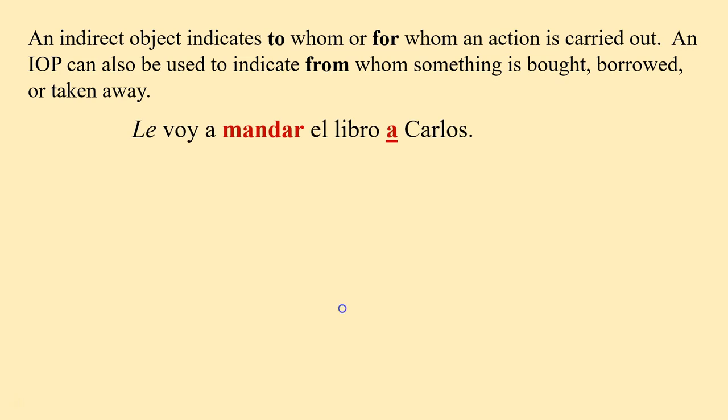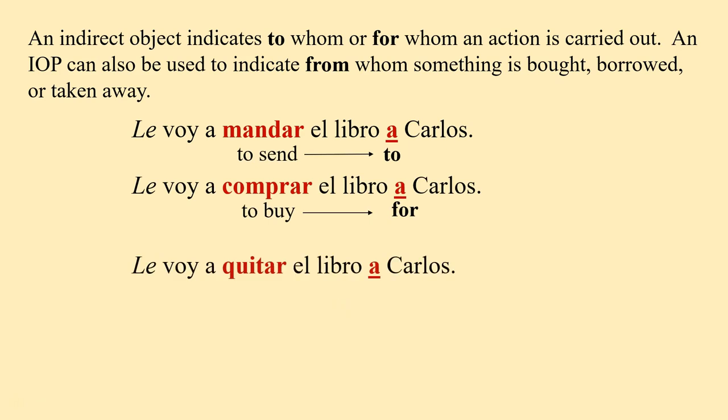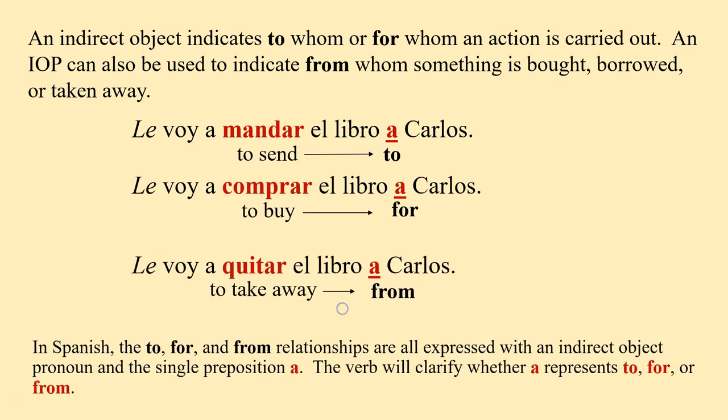Le voy a mandar el libro a Carlos. Le voy a comprar el libro a Carlos. Le voy a quitar el libro a Carlos. In Spanish, the to, for, and from relationships are all expressed with an indirect object pronoun and the single preposition a. The verb will clarify whether a represents to, for, or from.